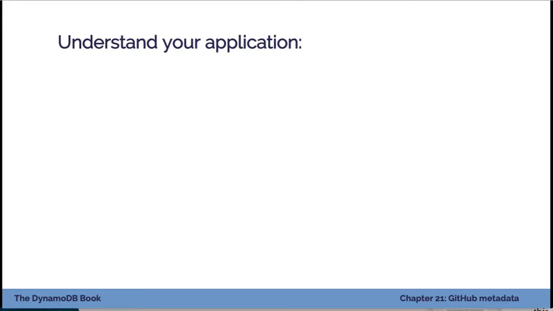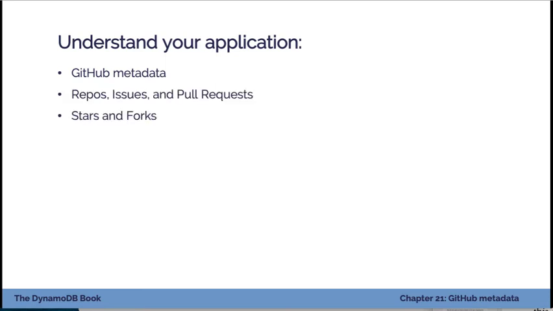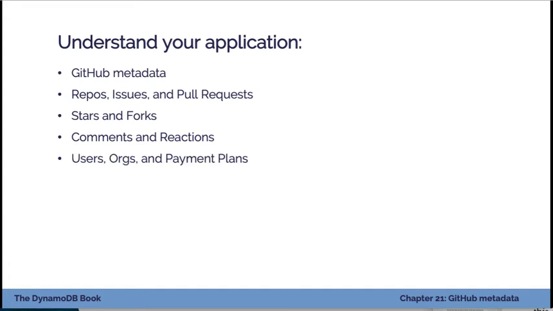So let's just recap what we're creating here. We're creating the GitHub metadata API. And remember, this is nothing about the Git repo contents itself. It's more about issues, pull requests, users, organizations, things like that. So we have repos, issues, pull requests, those core entities. We also have stars and forks that show people interacting with those GitHub repos. We also have comments and reactions, another way to interact with issues, pull requests, other comments. And then finally, we have that user management layer of users, organizations, and payment plans.